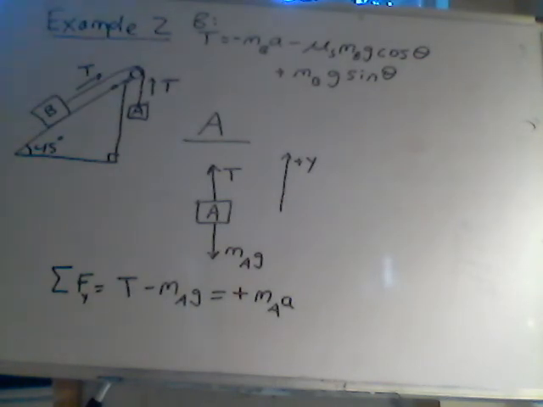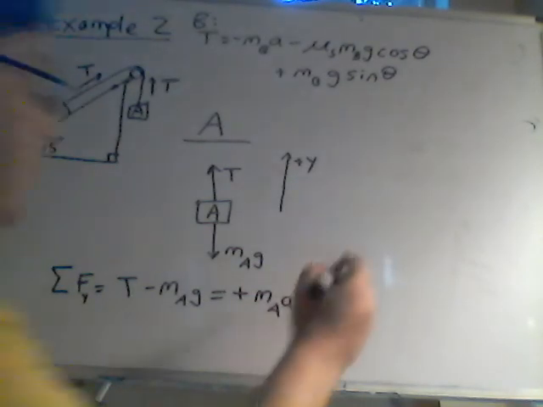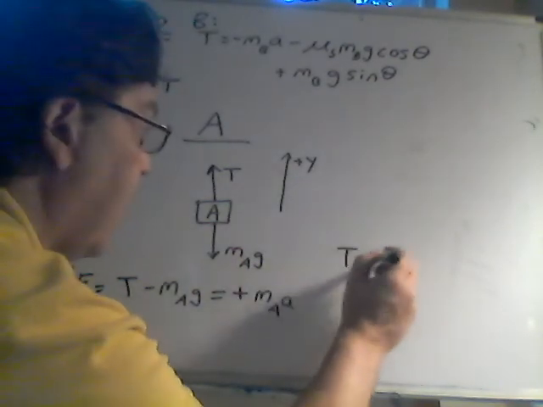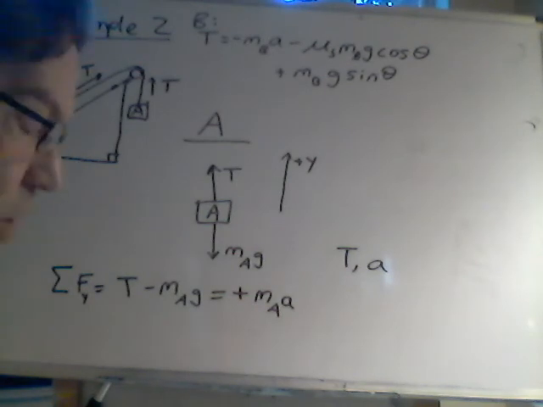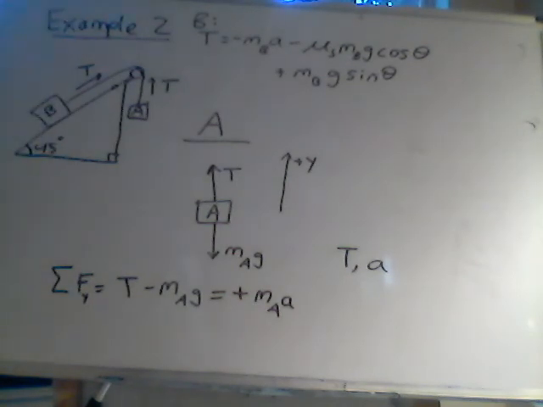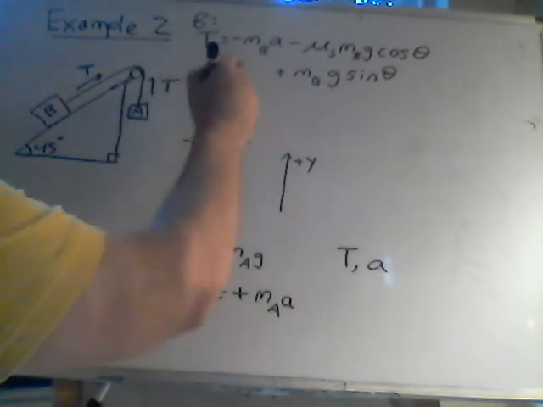What I now have are two equations and two unknowns. What I'm being asked for is the acceleration A. So I have two equations and two unknowns. The unknowns are T and A. So what do you do with two equations, two unknowns? Well, you solve both equations for the variable that you want to eliminate. You eliminate that variable, and then you solve for the variable that you want, in this case, A. So I'm going to solve both equations.